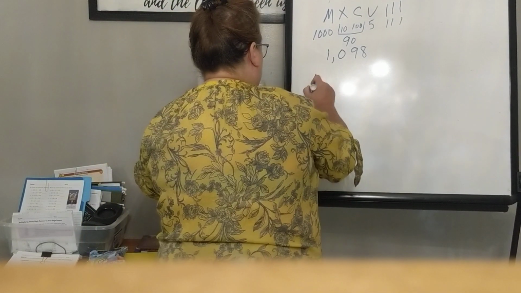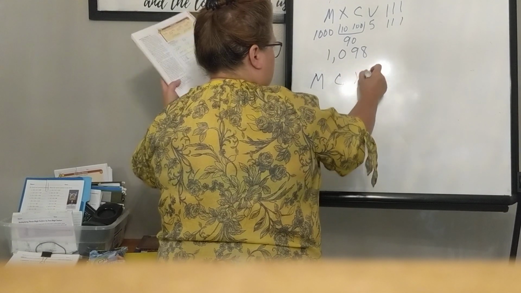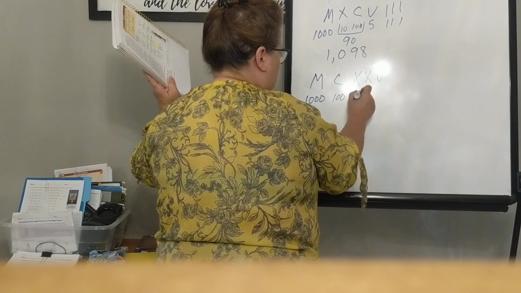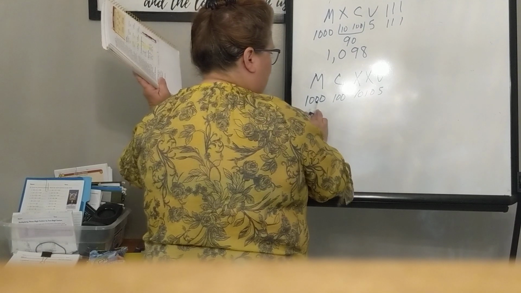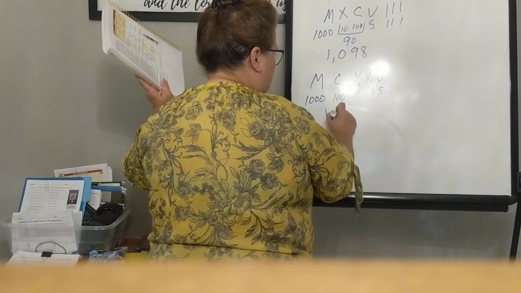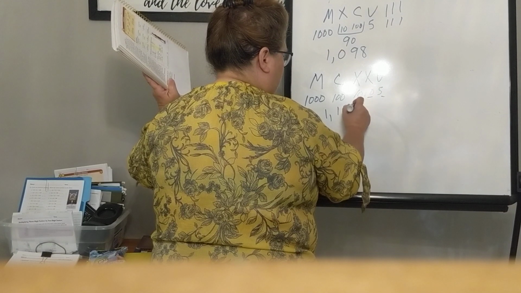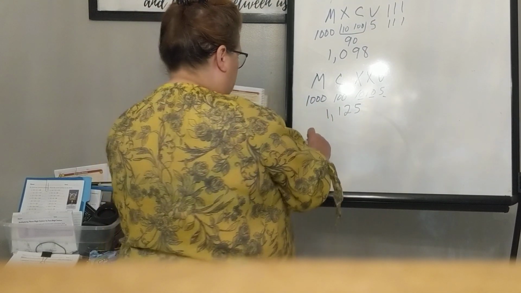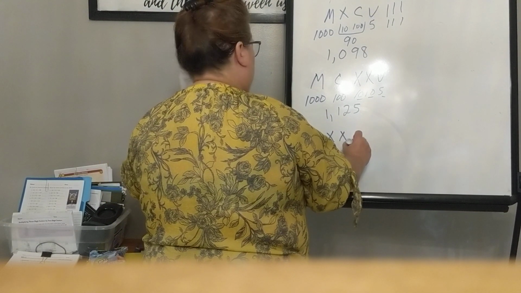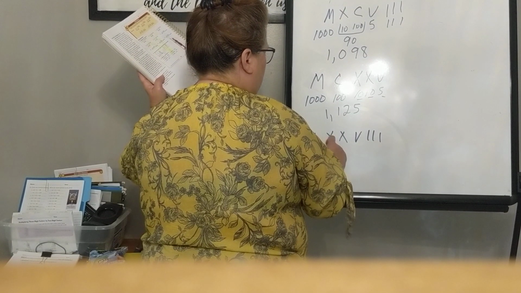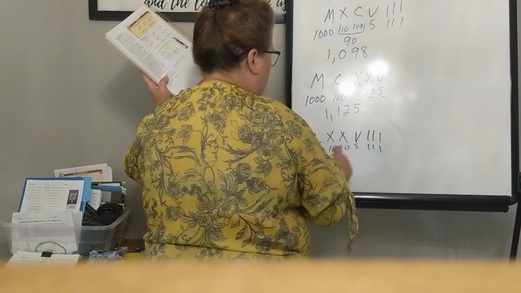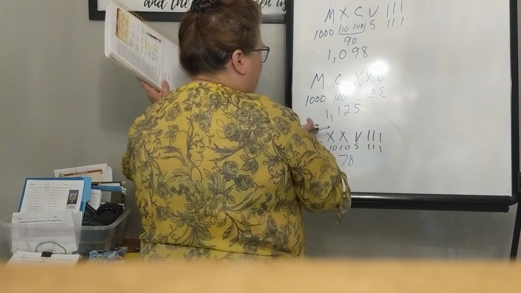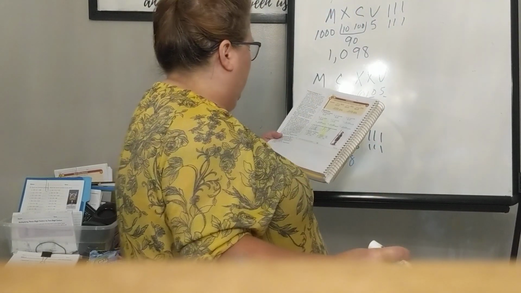Letter B going straight across, we have M, C, X, X, V. So we have 1,000, then we have 100, then we have 10, 10, and 5. So we just kept going down, down, down, so we're good. So we have 1,000, 100, 10, 20, 5. Okay, letter C, we have L, X, X, V, I, I, I. So we have 50, 10, 10, 5, 1, 1, 1. So we have 50, 60, 70, 75, 76, 77, 78. We were able to add because all of our numbers just kept going down, down, down.